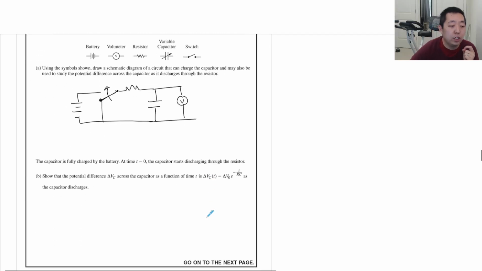The capacitor is fully charged by the battery. At time t equals 0, the capacitor starts discharging through the resistor. So let's just make it this way. You make it like this, and then you'll disconnect it, and then you'll discharge it to ground. Show that the potential difference across the capacitor as a function of time is this as the capacitor discharges. Okay, so how do we do that?